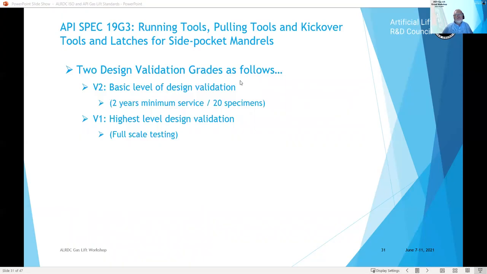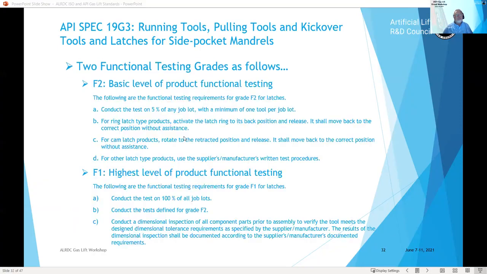So there's two basic design validation grades. There's the V2 and the V1. The V1 is the highest, and V2 requires much less in terms of validation. In fact, successful service is one of the requirements. V1 requires actual testing. So if I were out there ordering equipment to 19G3, I would insist on the V1 status because then there would be some actual testing performed.